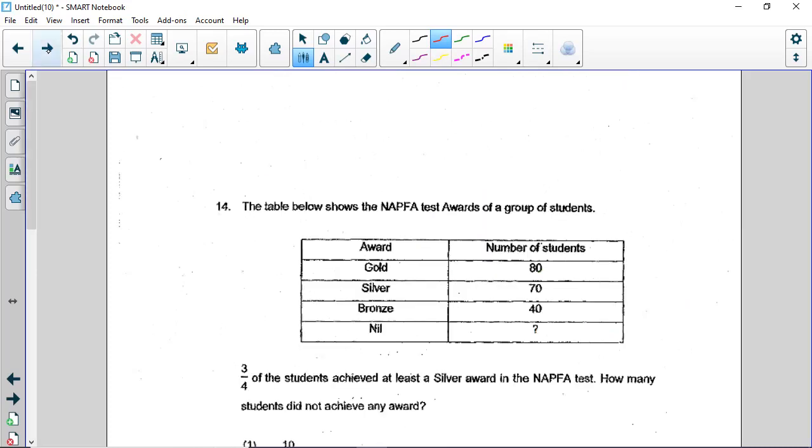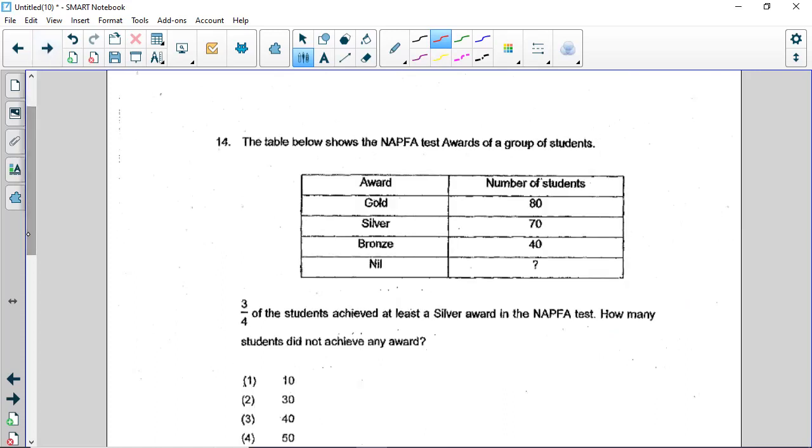Question 14. When there is a fraction, there is a family. So if you are not going to draw a model, then there is a family of fractions. What is the family? If there's a 3/4, there must be a 1/4, there must be a 1/2. So 3/4 of the students, which has to be 4/4, all the students is 4/4, right? So 3/4 get at least a silver. So over here, silver and gold, that is your 3/4. Then the bronze and the rest, the bronze and the nil. The nil means no award. That will be 1/4. And everybody is 1/2.